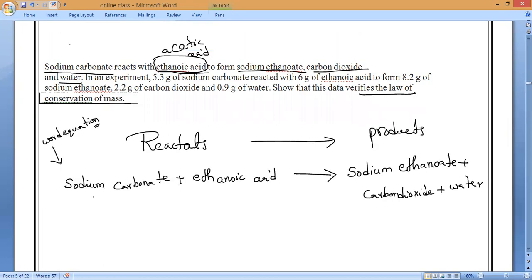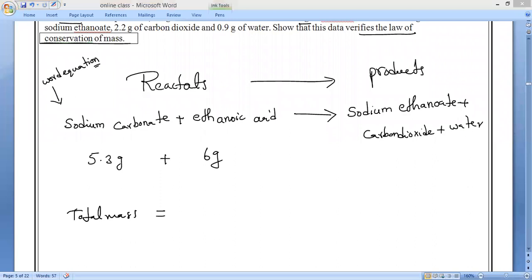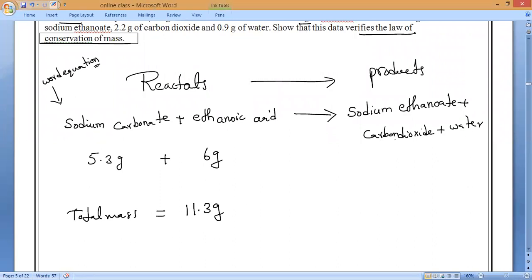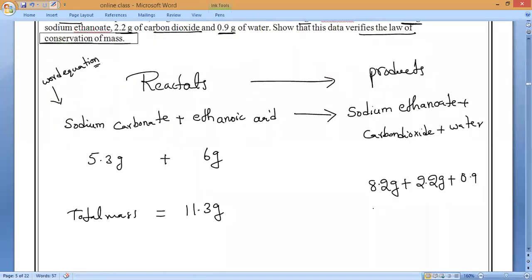Now they are saying what? Check it. 5.3 grams of sodium carbonate reacts with 6 grams of ethanoic acid. Totally how much? Total mass of reactants. All of you should tell. 11.3 grams. What is getting formed next? Ethanoic acid to form 8.2 grams of sodium ethanoate plus 2.2 grams of carbon dioxide, 0.9 grams of water. So add these 3, how much is it? Add these 3, everybody.